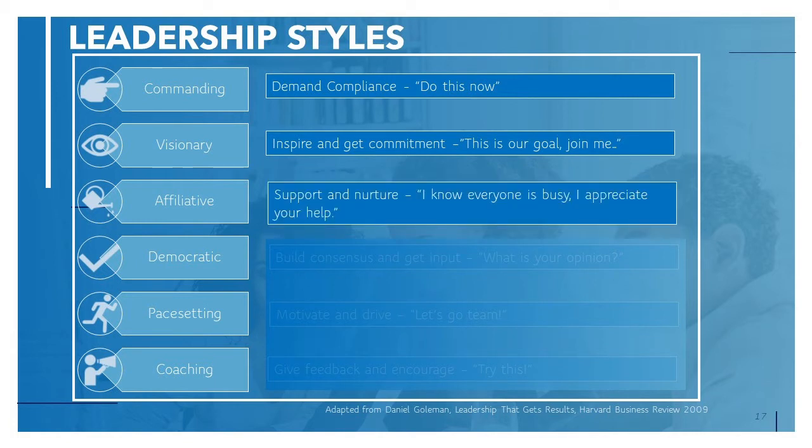Affiliative. Affiliative leaders are supporting and nurturing. They always understand what employees are going through and are empathetic towards their personal agenda. They'll say something like, "I know everyone's busy and I appreciate your help." So it's always being nurturing and supportive and not putting excessive demands on employees.